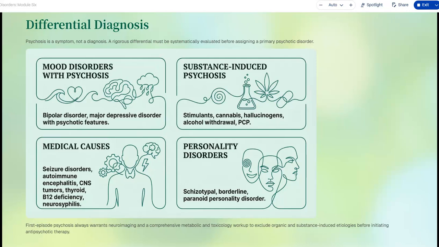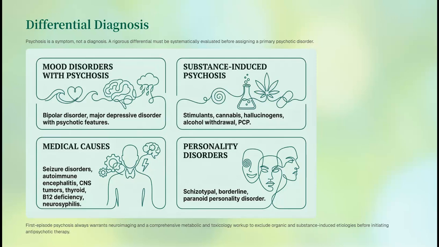Psychosis is a symptom. It's not a diagnosis. So we have to identify what's causing it. Four major categories that we'll rule out. First is mood disorders with psychosis. Bipolar disorder and major depression can both present with psychotic features. Don't assume primary psychotic disorder. You can rule out major depressive disorder with psychotic features, bipolar disorder.